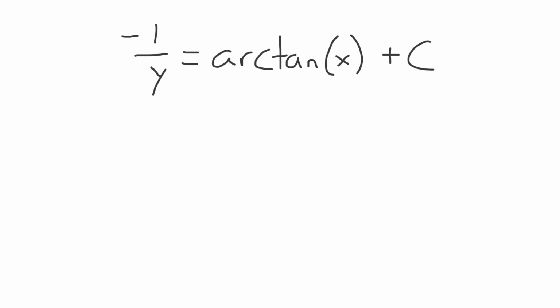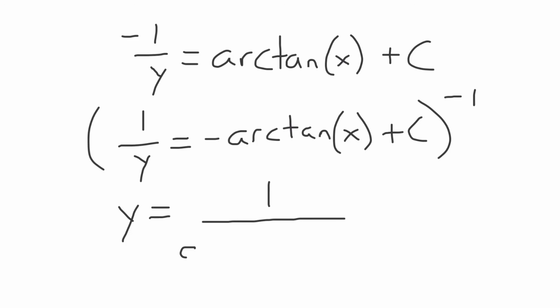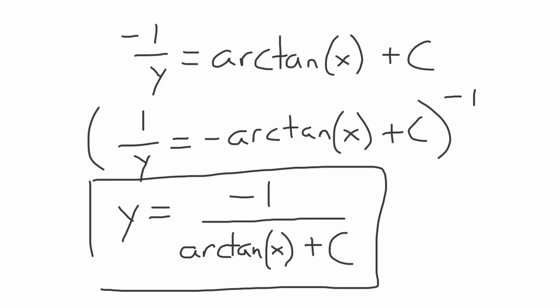So to wrap up here, once again, we can put this negative onto the right, leaving us with 1 over y is equal to negative arctan of x plus c. And then we can just take the reciprocal, leaving us with y equals 1 over arctan of x plus c. And we can just slap that negative sign on top, or you can leave it on the bottom, whichever you prefer. And that will be our final answer and our final general solution for this differential equation.